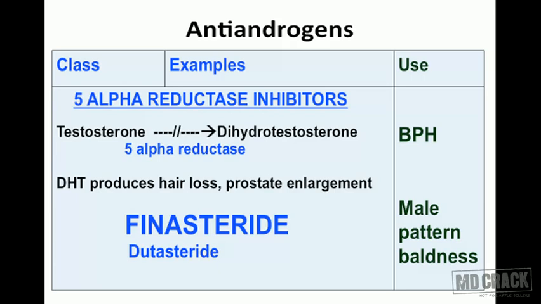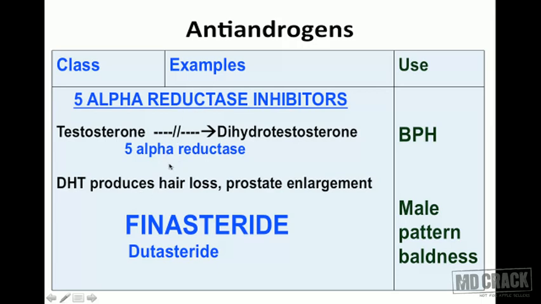So I'm coming to the point with which I started. I hope you remember. We said testosterone gets converted into dihydrotestosterone, and the enzyme doing this is 5-alpha reductase. So I've shown you the step once again, testosterone to dihydrotestosterone by 5-alpha reductase. And dihydrotestosterone is known to produce hair loss and is known to produce prostate enlargement. Now what's important for us is inhibiting this 5-alpha reductase enzyme.